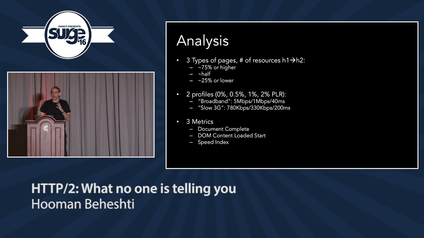I only looked at 2 profiles. Not totally arbitrarily, I solicited some advice. It's a general broadband profile with 5 meg down and 1 meg up, and a slow 3G profile with 780 down and 330 up with high latency. And I looked at those 3 metrics that we talked about earlier. I'm going to go through these 3 sites with you and show you those CDF charts for each of them. That's a lot of slides with CDF charts. I'm going to race through them, but I have scorecards that'll outline it all and show you all the beautiful results.